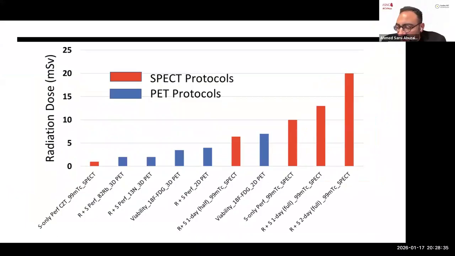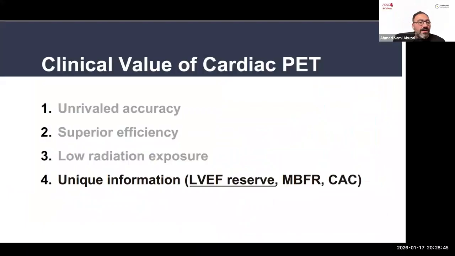So all of that is going to be important to understand, that we are not giving higher radiation with the cardiac PET. And then unique information, until we all agree everything looks great.